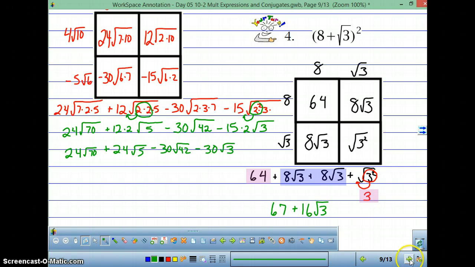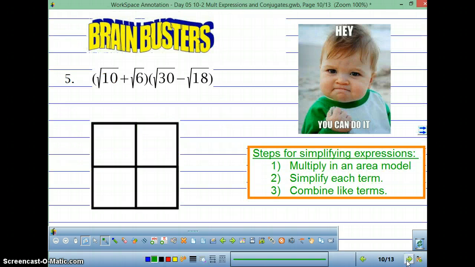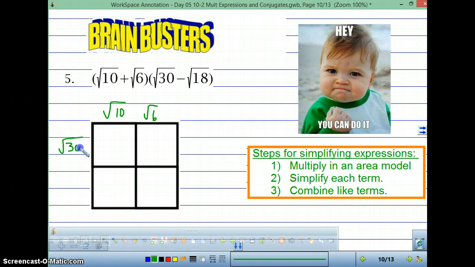Okay, let's try another one. Want a big one? All right, root 10 plus root 6 times root 30 minus root 18. Okay, multiplying. Big radical here. We've got 30 times 10. Here we've got 30 times 6. This box we've got the negative 18 times 10 and negative 18 times 6. Let me scroll down.